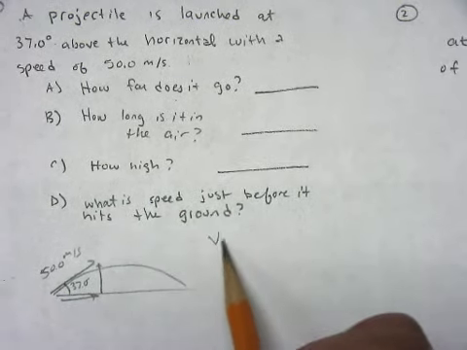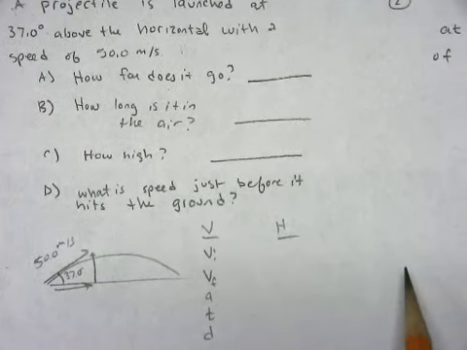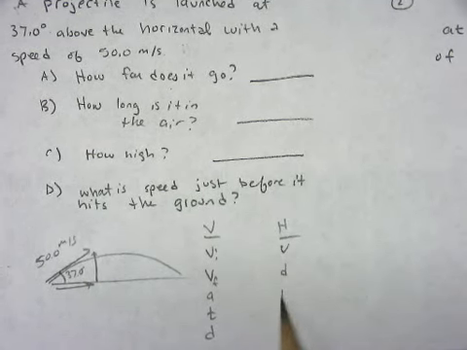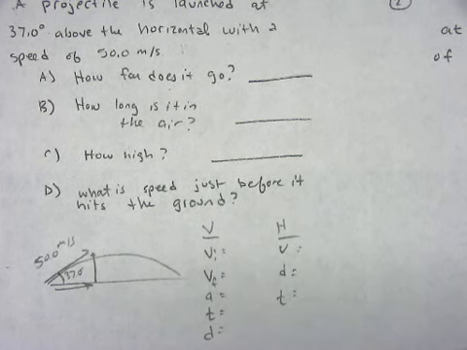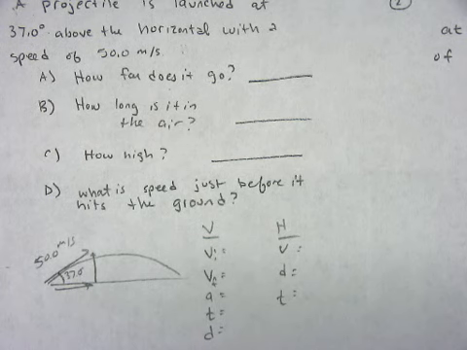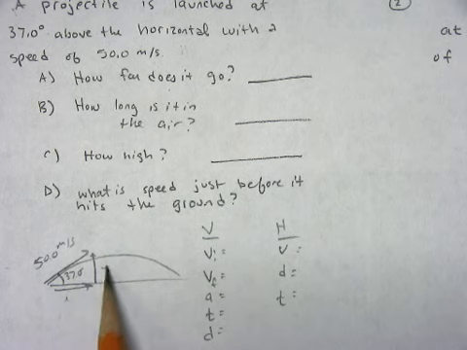I'll break it into its vertical and horizontal components. Vertical: VI, VF, A, T, and D. Horizontal: velocity, distance, and time. So I'm going to find the x and y components by using the sine and the cosine. I'll call this x and I'll call that y.